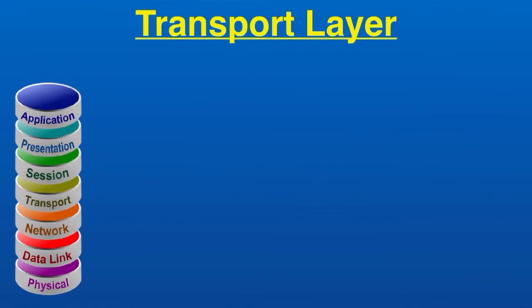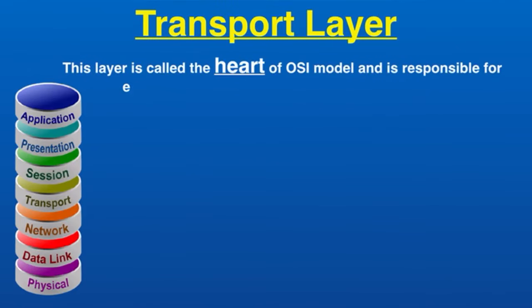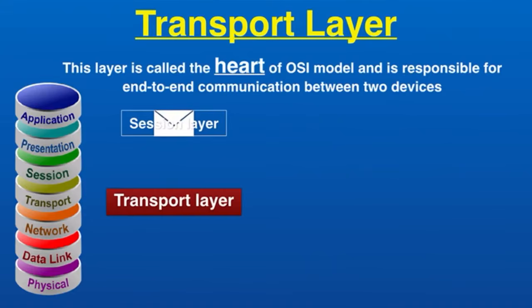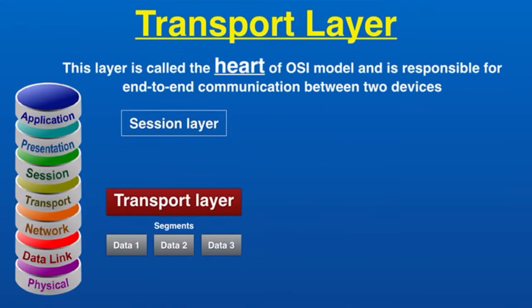Transport layer, layer 4. This layer is called the heart of the OSI model and is responsible for end-to-end communication between two devices, as it provides a point-to-point connection between source and destination to deliver data efficiently. The transport layer takes data from the session layer and breaks it up into chunks called segments before sending it to layer 3.